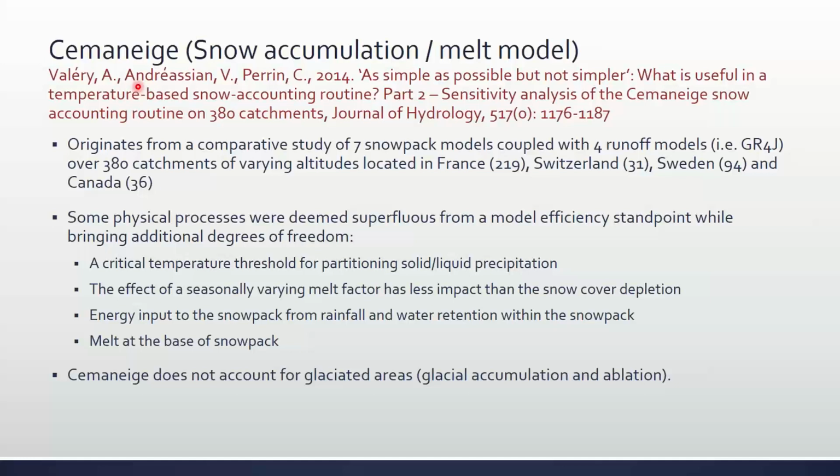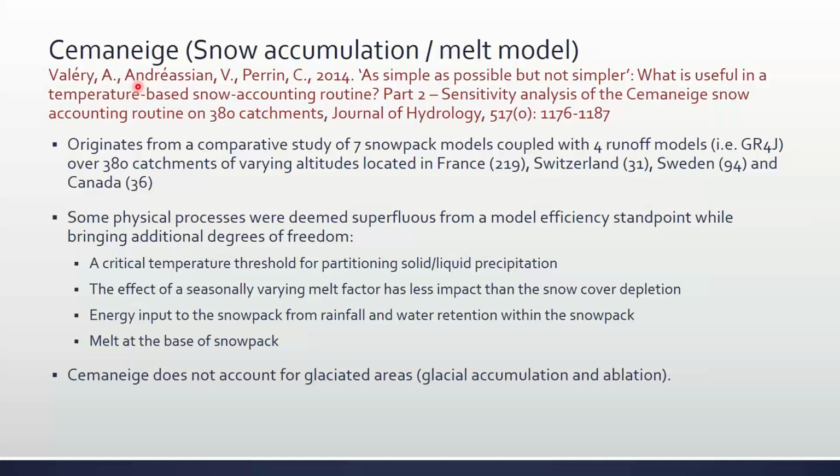The GR4J model doesn't have any snow processes, so you need to couple that model with a snow accumulation and melt model, which is called semi-neige, neige being snow in French. Again, the publication is right underneath the title. It originates from a comparative study of 7 snowpack models coupled with 4 runoff models over 380 catchments of varying altitudes located in France, Switzerland, Sweden, and Canada.